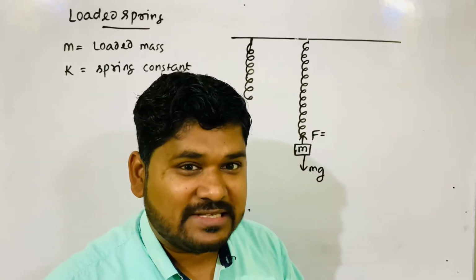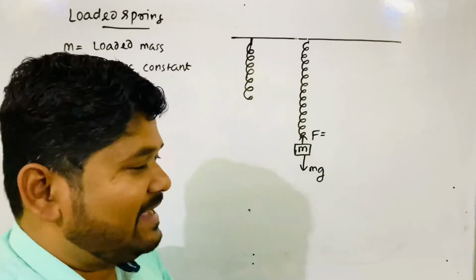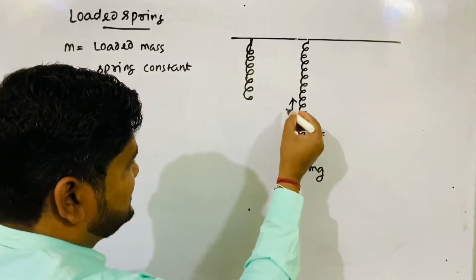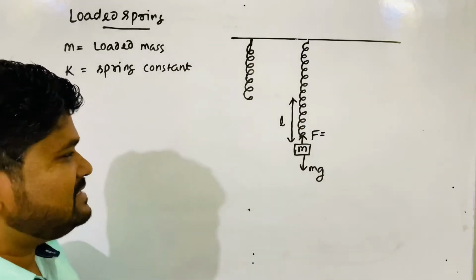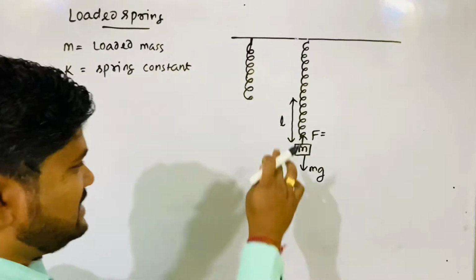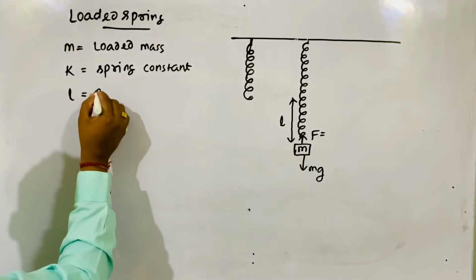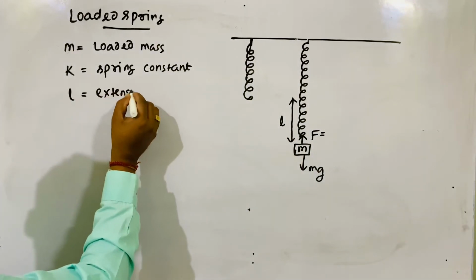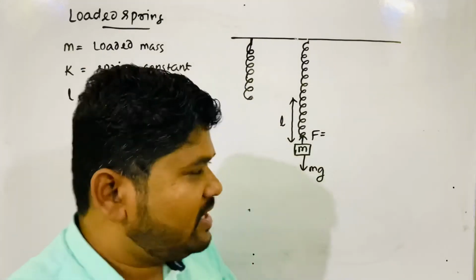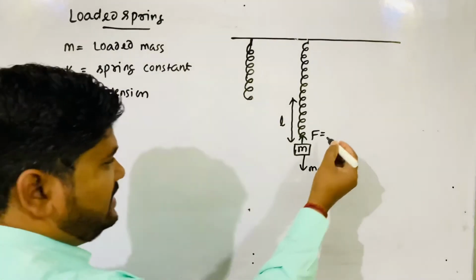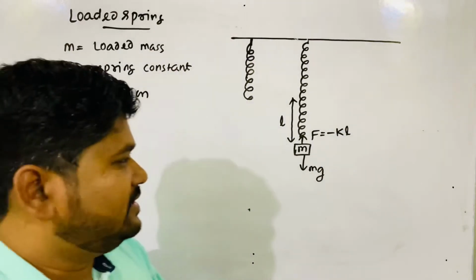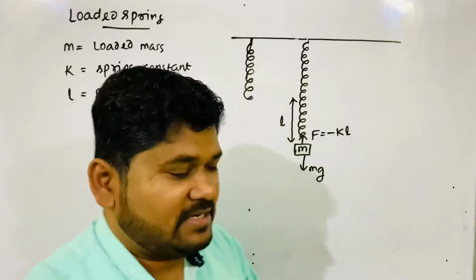The spring force is F equal to minus kx, but here the extension depends on the situation. Let's take the extension as L, the extension of the spring due to the loaded mass. So another variable is now added here. F is equal to minus kL. This much spring force acts in the upward direction.